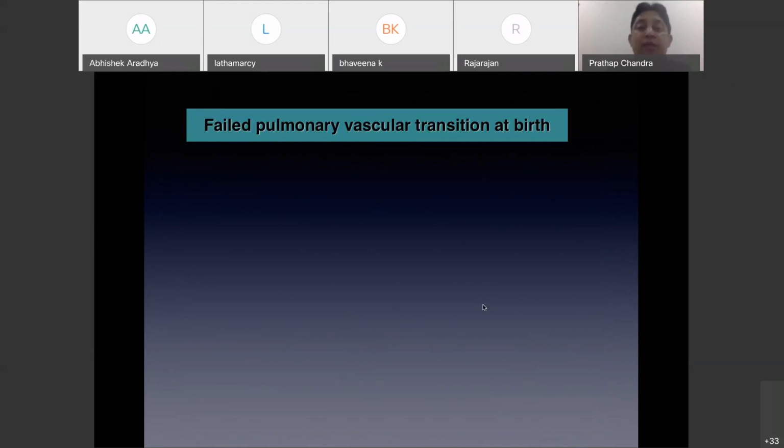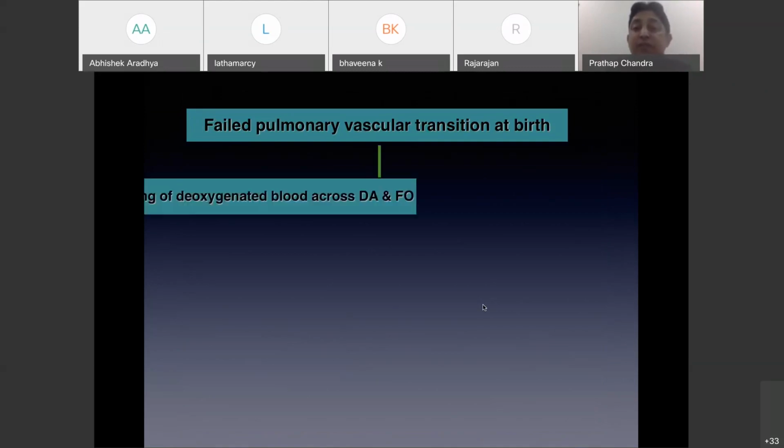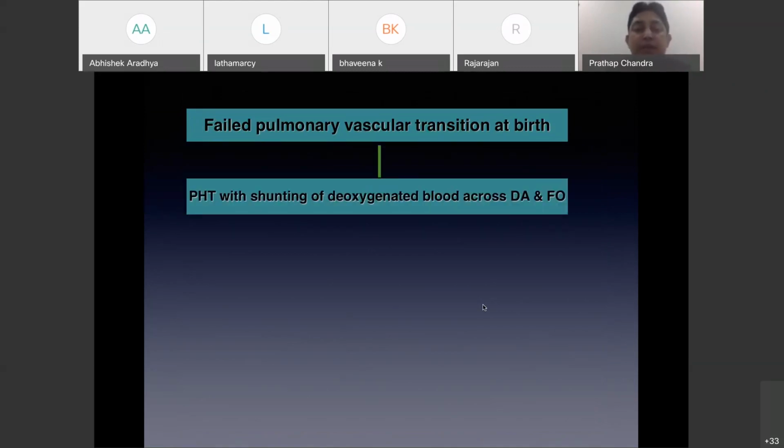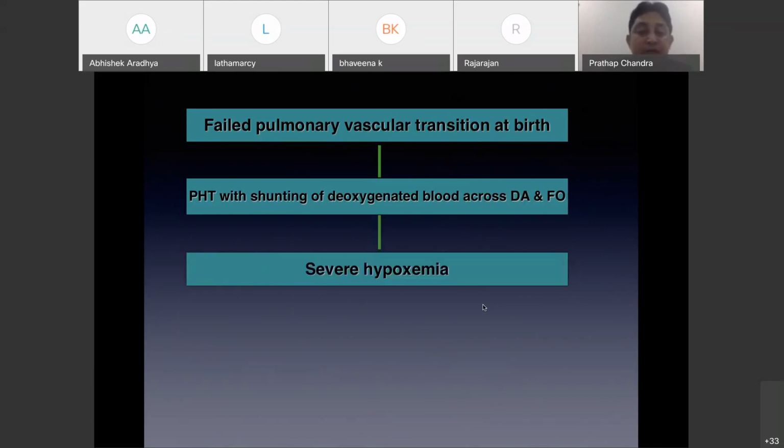All hunky-dory stuff, whatever I described. If it fails to happen, if there is a failed pulmonary vascular transition at birth, it results in pulmonary hypertension with shunting of deoxygenated blood across the two important shunts, the ductus arteriosus outside the heart and the foramen ovale inside the heart. Then this results in severe hypoxemia because your blood is going from right to left.